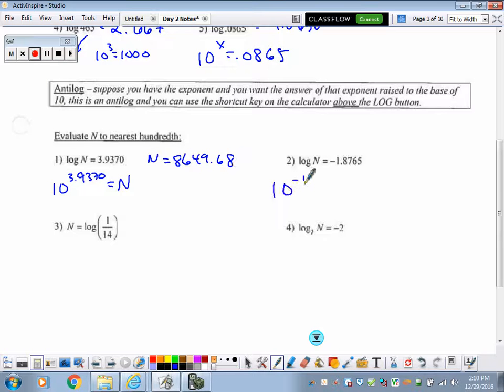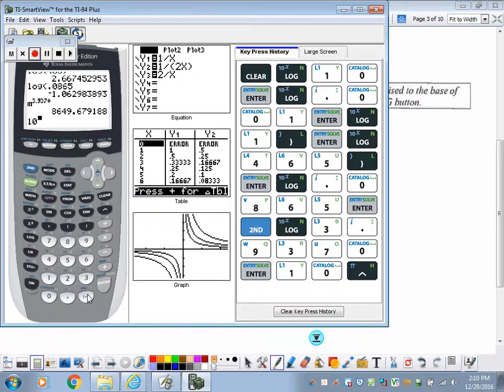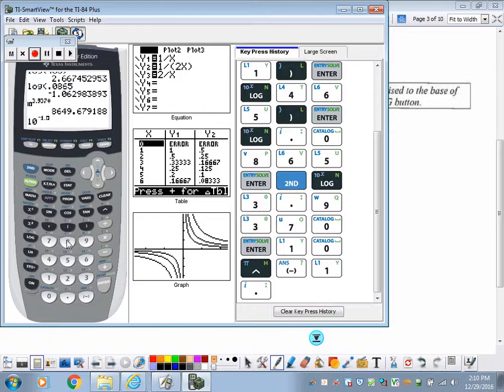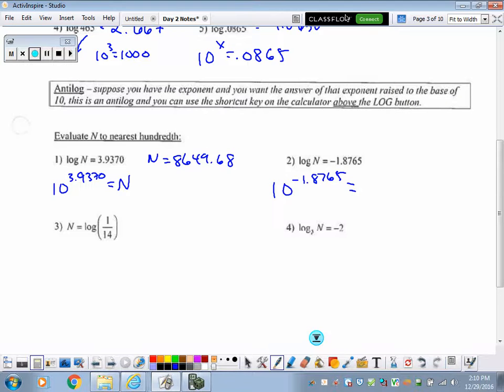Now the other way you can do it is just plain old pressing the 10 to the key. So 10 to the negative 1.8765, we can simply do 10 and then to the negative 1.8765, and it's equal to, so notice how the 10 is just a little bit bigger. It's the same thing. This time we get 0.013, but to the nearest hundredth, it'll be 0.013.